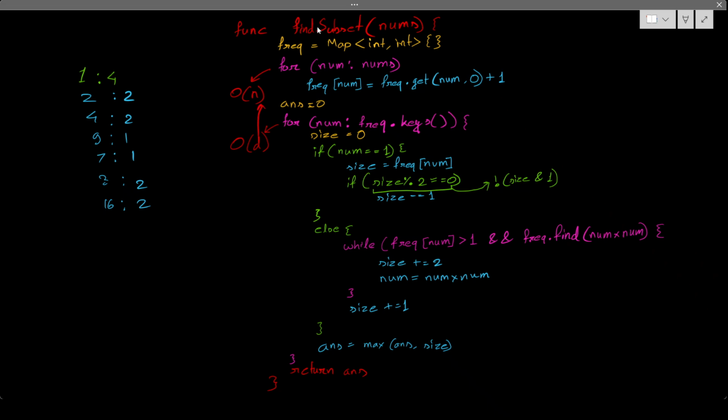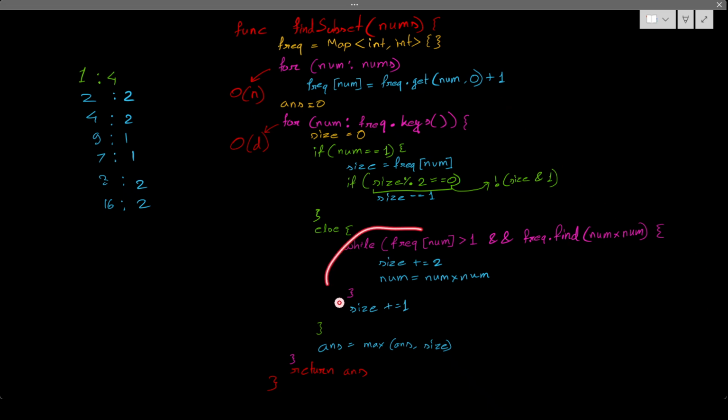And what about the second loop? We are checking for every unique number whether its square is present or not. So this second while loop keeps squaring the current number value until the square value is no longer present in my frequency. So it is squaring and squaring.